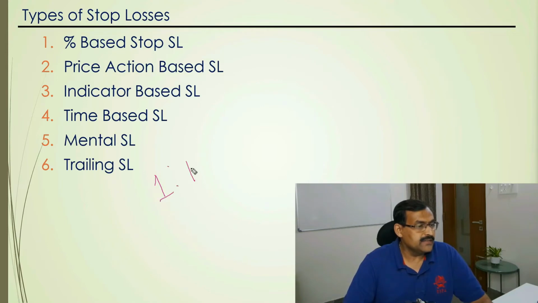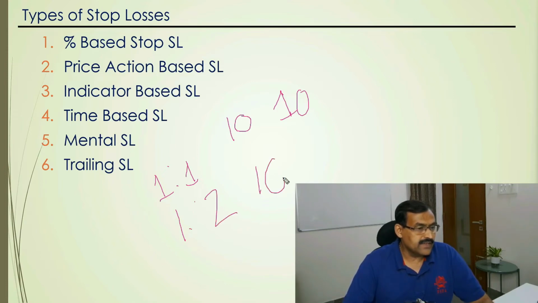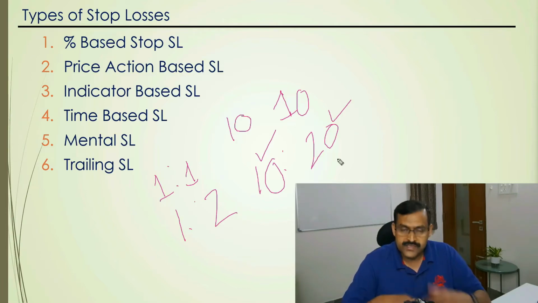1:1 risk means, suppose you are risking 10 points for a target of 10 points. So that means you are at least at break even. 1:2 means, let us say you are risking 10 points for a target of 20 points. So that is 1:2 risk reward. Your stop loss is 10 points and target is 20 points. So this way, over a period of n number of trades, you can be a consistent trader.